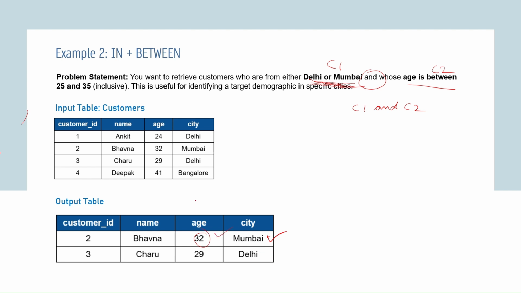Next, customer ID 3, again it also meets both of our conditions, that the customer city should be Delhi or Mumbai. So here the customer city is Delhi. That means it's meeting the criteria. And the second criteria, the age between 25 and 35, again meeting the criteria.